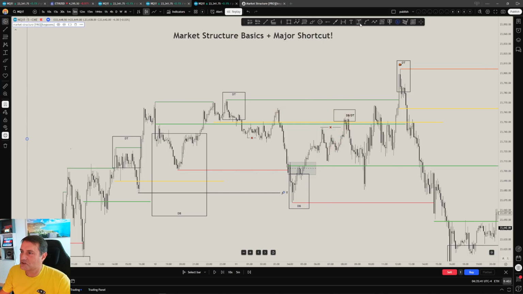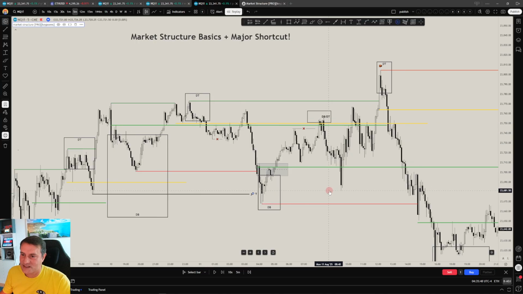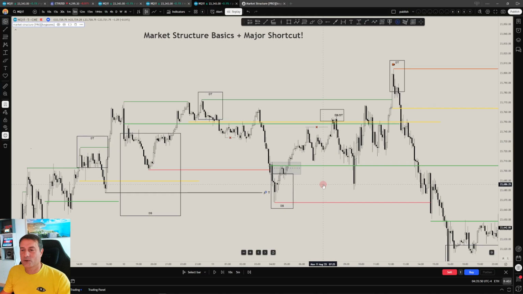I forgot to mention, this is a 5 minute candle. So 5 minute structure is a lot of points, 50 points. It's a salary.